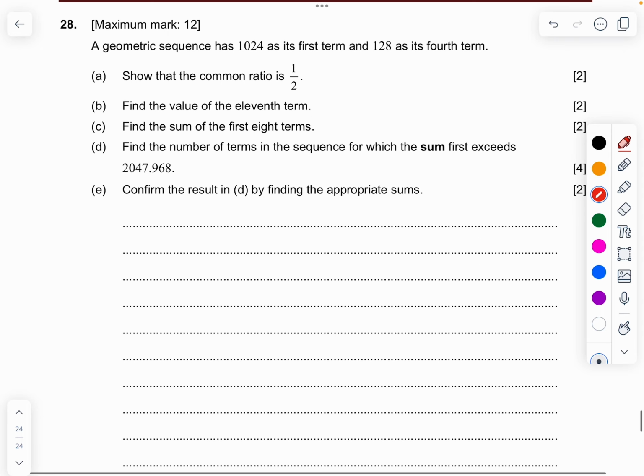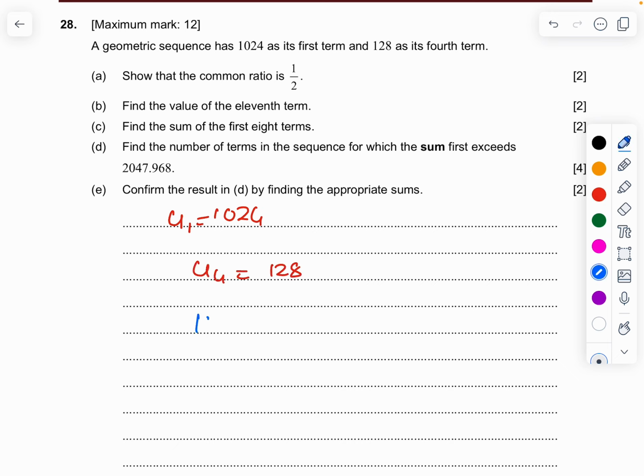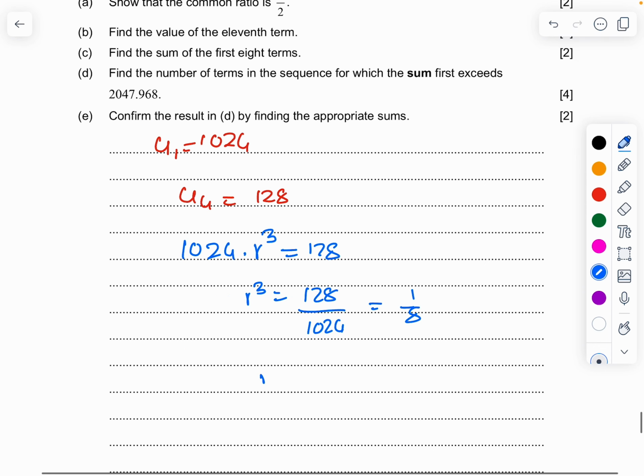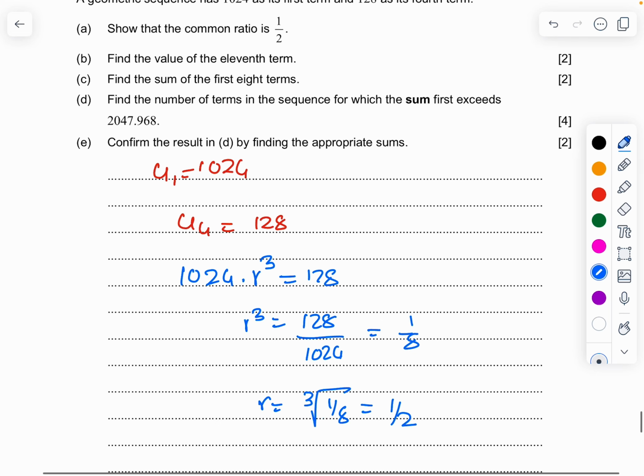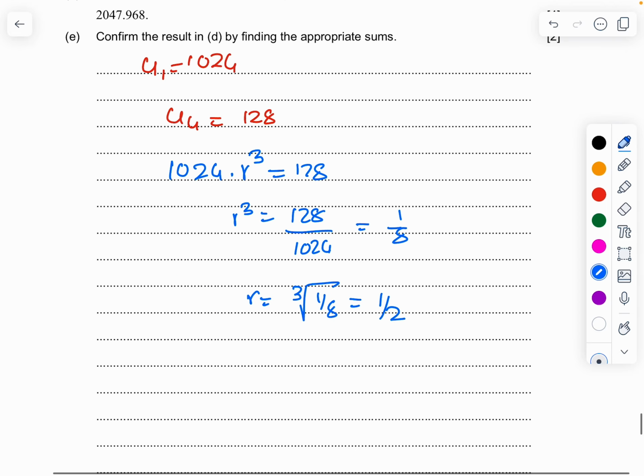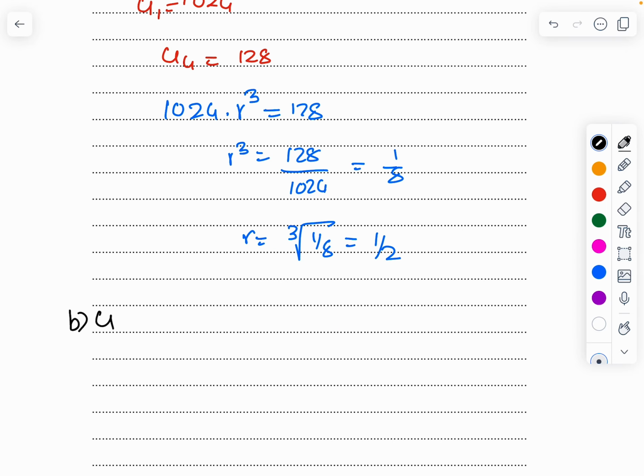Question number 28. A geometric sequence has 1024 as its first term. So u1 is going to be 1024. The fourth term is 128. So 1024 times r power 3 equals 128. So r power 3 equals 128 divided by 1024, which is 1 upon 8. So r equals the cube root of 1 upon 8, which is 1 upon 2. Find the value of the 11th term. For part B, the 11th term is 1024 times 0.5 whole to the power of 10, which is 1.